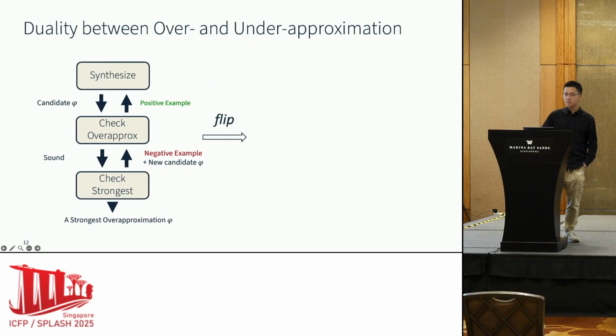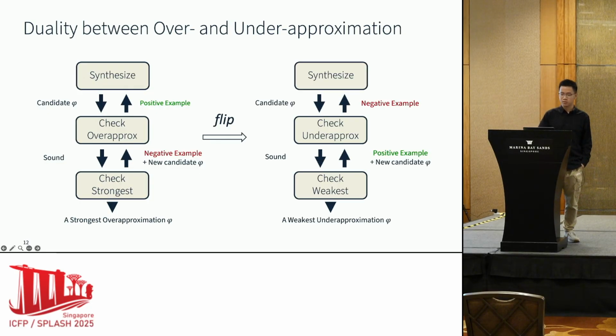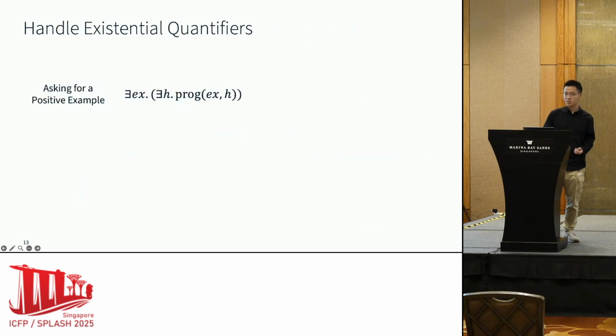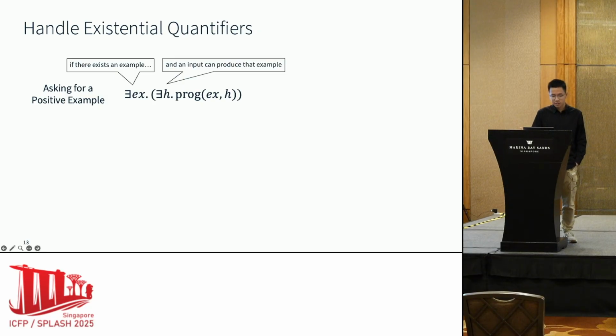Because of the duality, it seems straightforward to derive a counterpart algorithm for under-approximation simply by flipping everything. But things are not as simple, because we still need to handle existentially quantified input. Let's see what happens with this existential quantifier. When we ask for a positive example, we are asking if there exists an example together with an input that produces this example. That's fine. You could imagine implementing this as a single call to the solver.